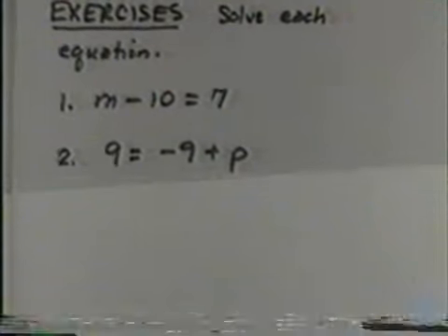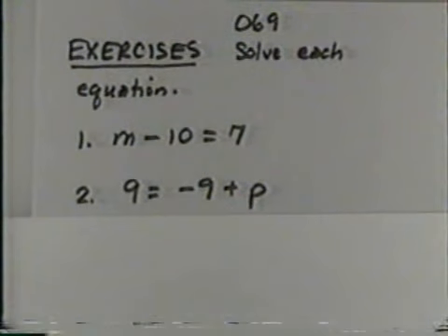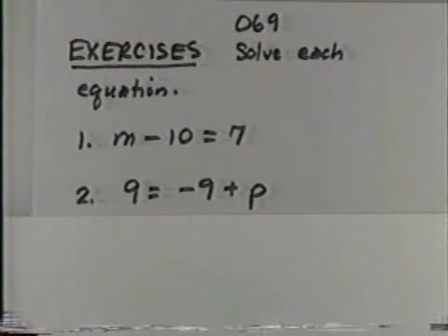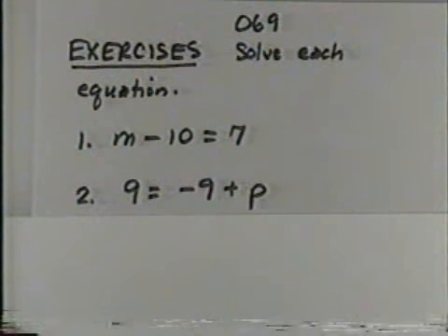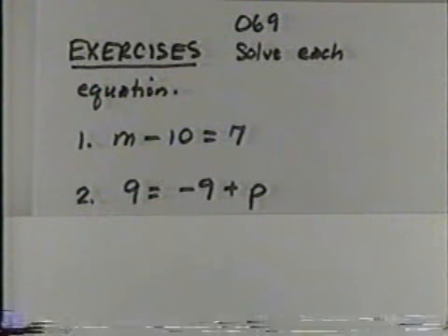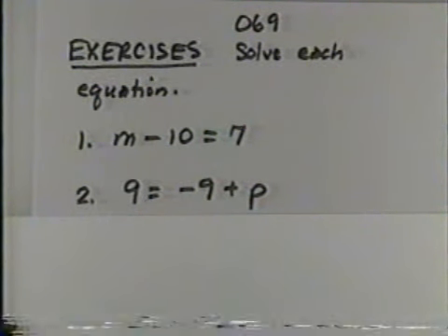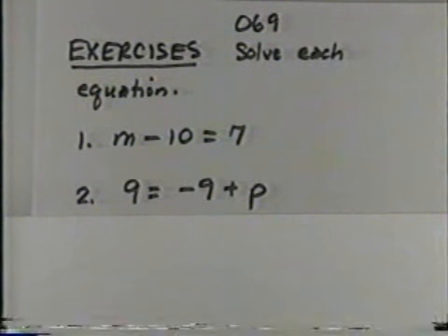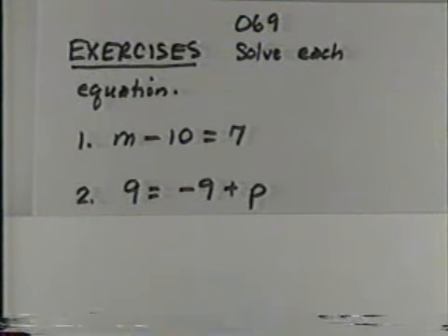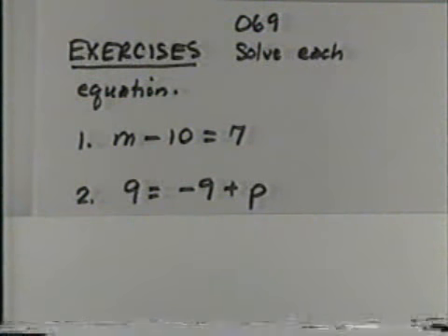Let me give you some exercises now. You're to solve each equation. Your two equations are m subtract 10 equals 7 and 9 equals negative 9 add p. Copy these. When you get them copied, stop the tape, work the problems, and then turn the tape back on to check your answers.